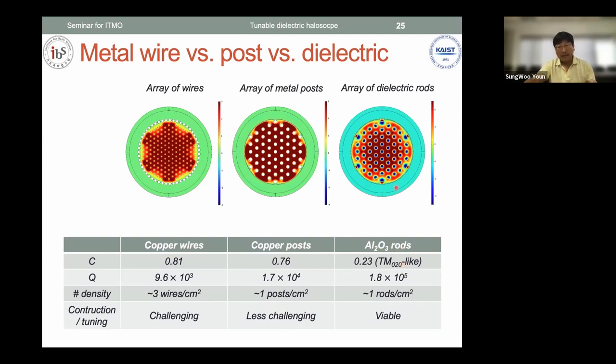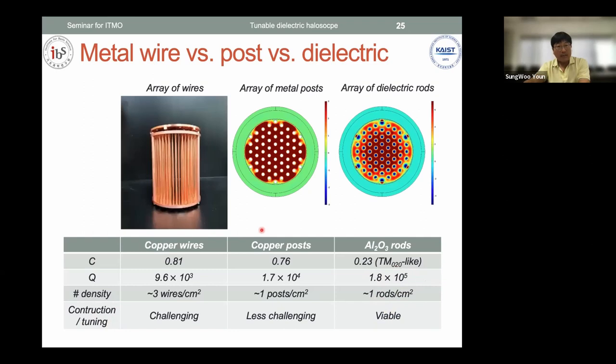Okay, next slide. Because there is a negative oscillating component, the form factor is not good. However, the dielectric properties enhance the quality factor substantially, and we also maintain the number density at a pretty low level. And because we are dealing with dielectric material, we thought this is more viable in construction and in the frequency tuning system.